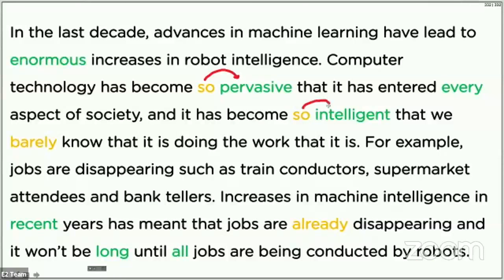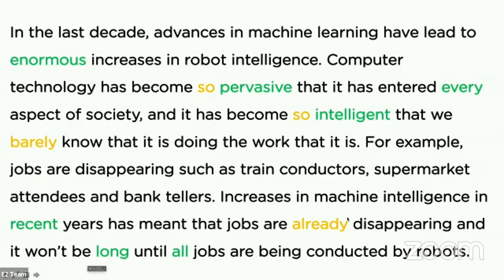Also, I did the same thing. I used "so" again, so intelligent. Here's the verb, know. So I said we barely know. So I've used this with a verb, we barely know. And I said, use one here, I said they're already disappearing. And I put this in between the two verb parts, are already disappearing. And this just gives an idea of time.